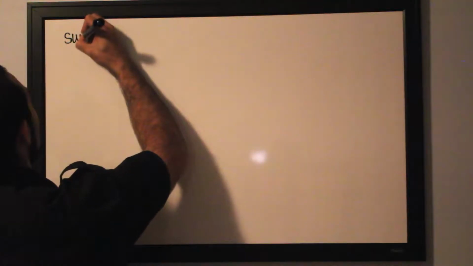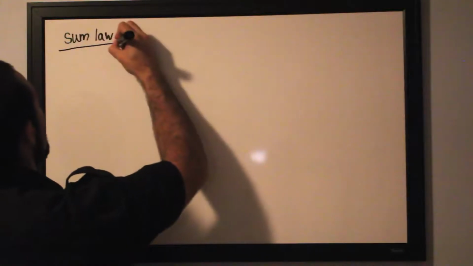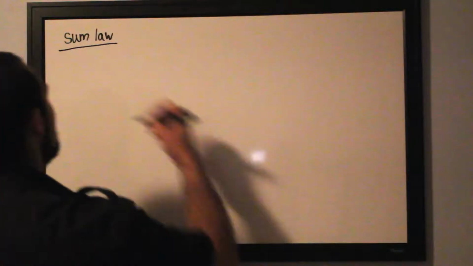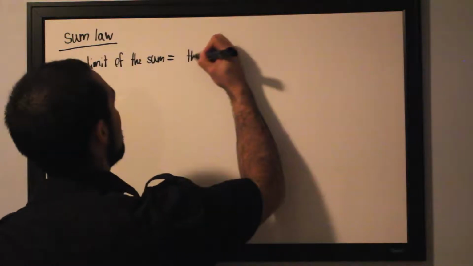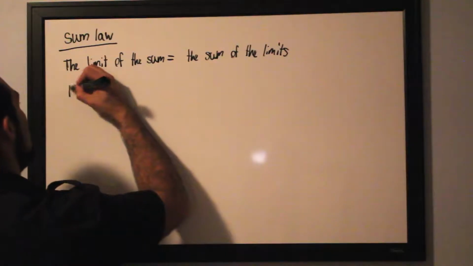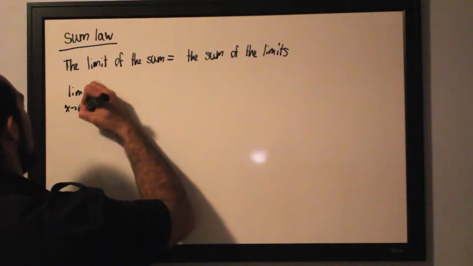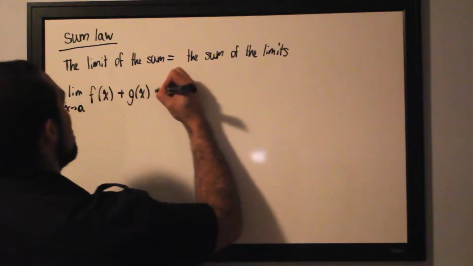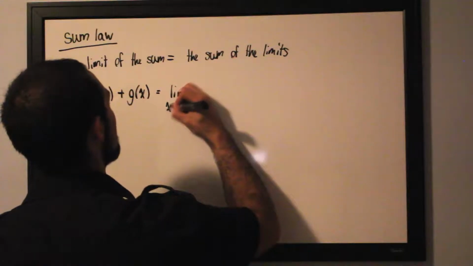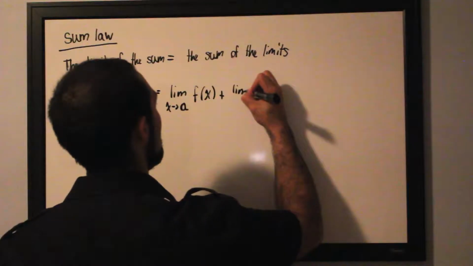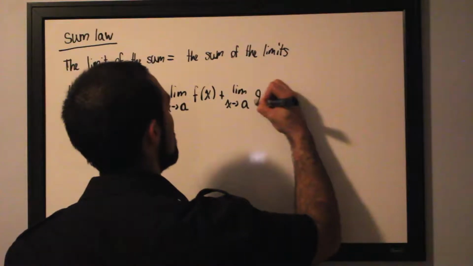So we're going to start out with the sum law, which essentially states that the limit of the sum is equal to the sum of the limits. If you wanted to write this out in fancy function speak, you could write it as the limit as x approaches a for f of x plus g of x is equal to the limit as x approaches a for f of x plus the limit as x approaches a for g of x.